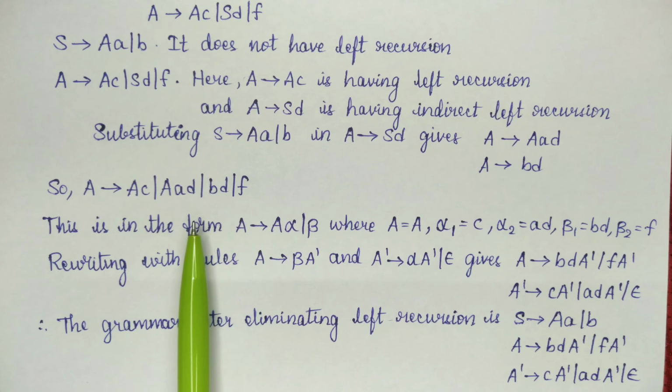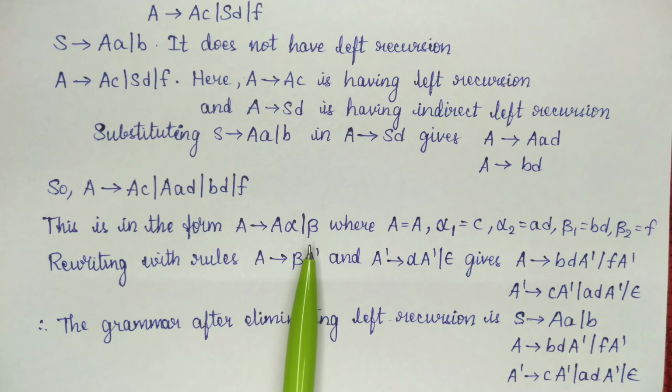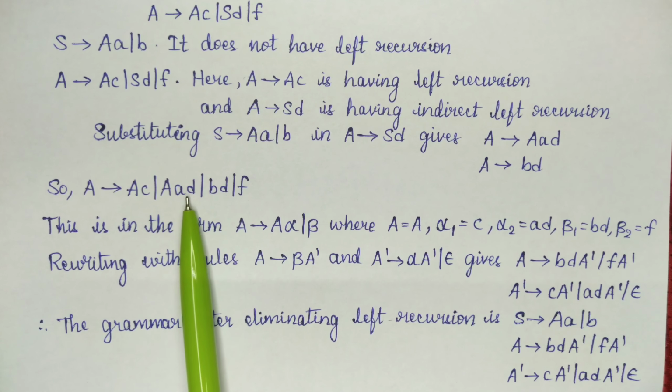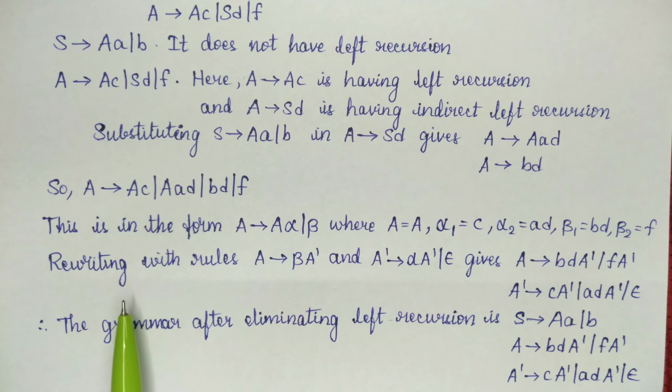So we got this production in the form of A produces A alpha 1 or A alpha 2 or beta 1 or beta 2, where alpha 1 means C and alpha 2 means aD, beta 1 is BD and beta 2 is F. Usually for the grammar A produces A alpha 1 or A alpha 2 or beta 1 or beta 2, we have rules: A produces beta 1 A dash or beta 2 A dash, and A dash produces alpha 1 A dash or alpha 2 A dash or epsilon. So apply these rules to this production.